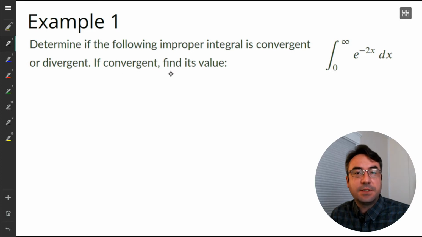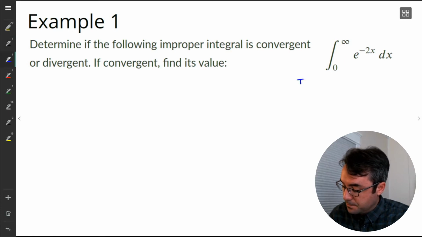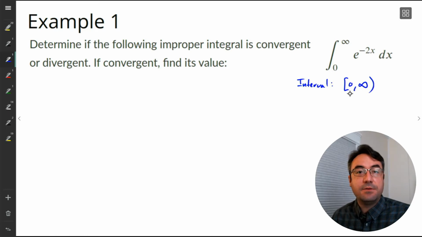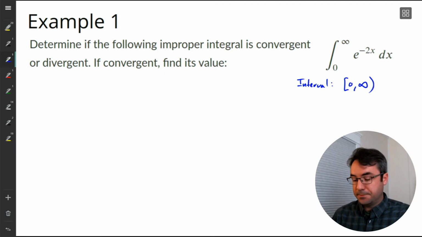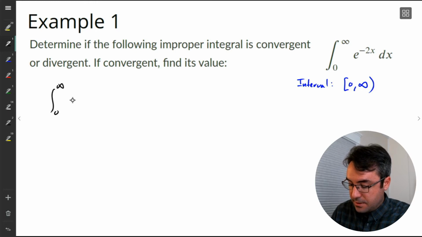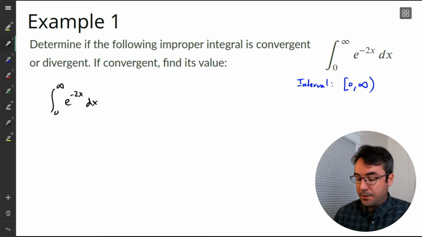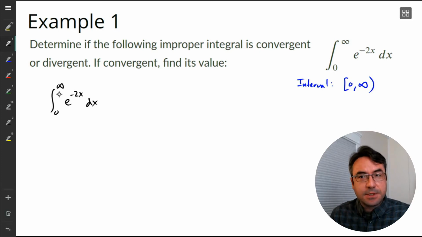Now, first of all, how do we know it's an improper integral? Well, we look at the interval that we're integrating over, and it's from 0 to infinity. So that's one of our infinite intervals. All right, so what's the process here? Well, let's start by just writing a nice fresh integral. Integral from 0 to infinity of e to the negative 2x. Now, infinity is not something that we're just going to be able to plug in. We have to use that definition.